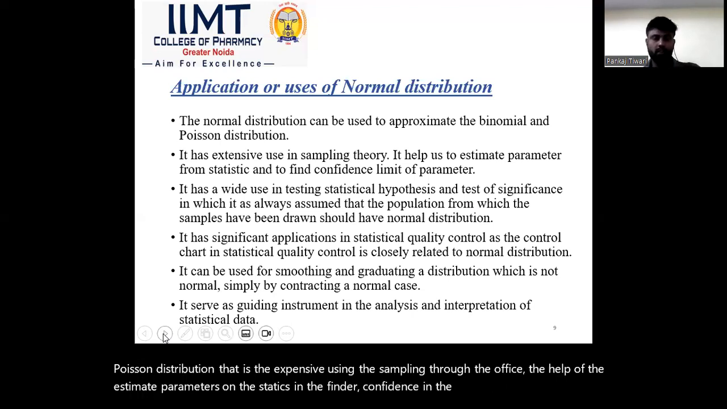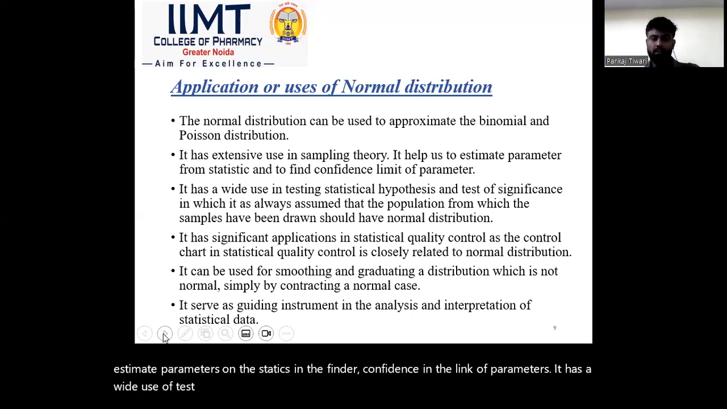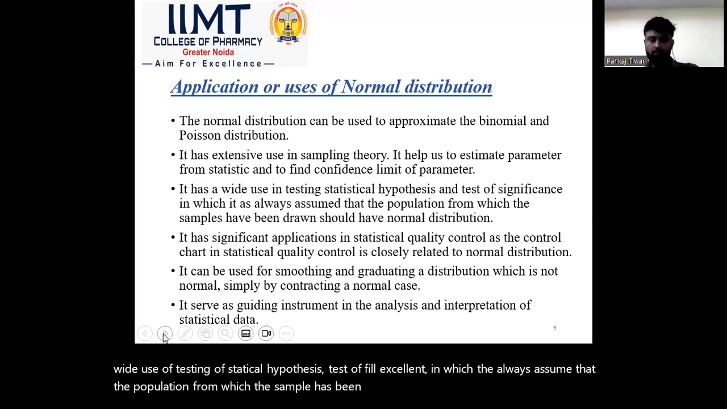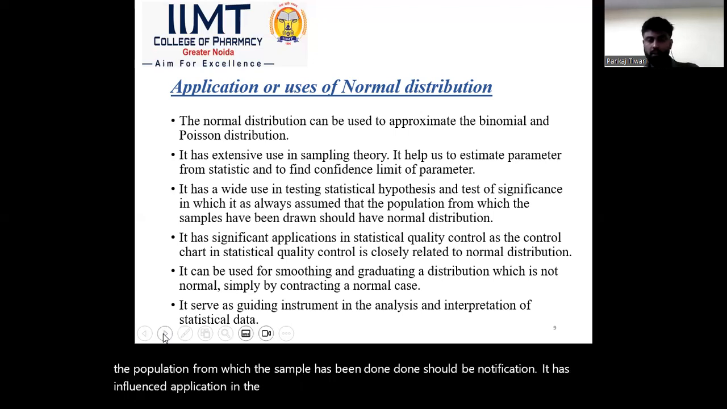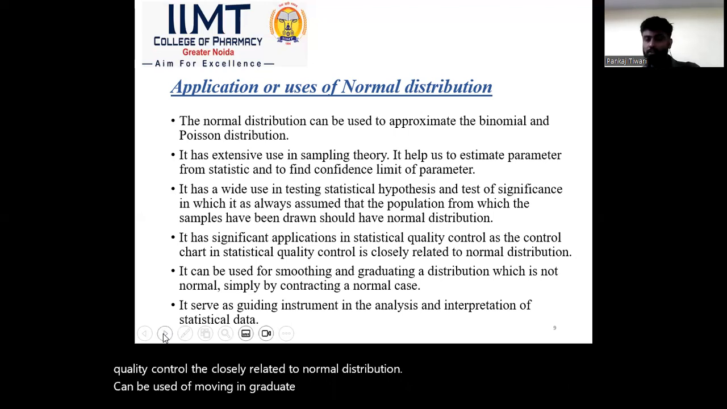It has wide use in testing of statistical hypothesis or tests of significance, in which we always assume that the population from which the sample has been drawn is normally distributed. It has significant application in statistical quality control, such as control charts, which is closely related to the normal distribution. It can be used for smoothing and graduating a distribution which is not normal.